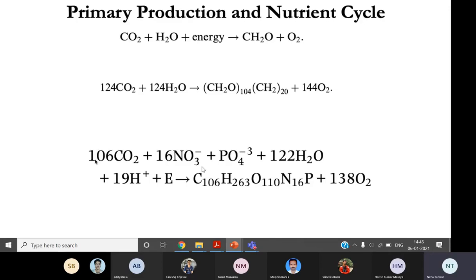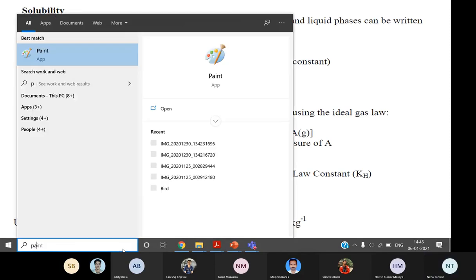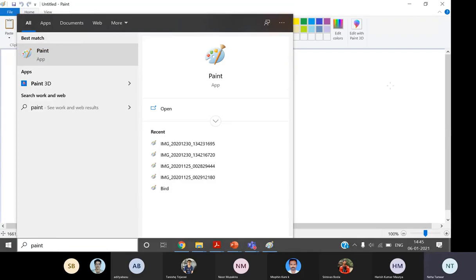So this is the inorganic part. CO2 is inorganic. The end product of photosynthesis is actually the conversion of those inorganic minerals or inorganic nutrients into organic matter. Okay, so let's draw the profile of nitrate.